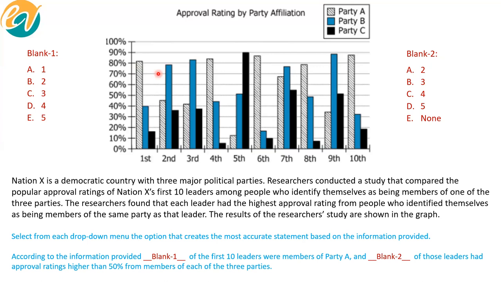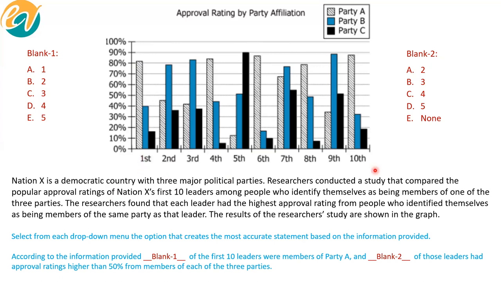In other words, if we flip around, for example, if we take leader two, we cannot say that leader two is from party A. Why can we not say that? Because the highest approval rating for leader two is from party B. A candidate from party A cannot have the highest approval rating from party B, according to this statement.